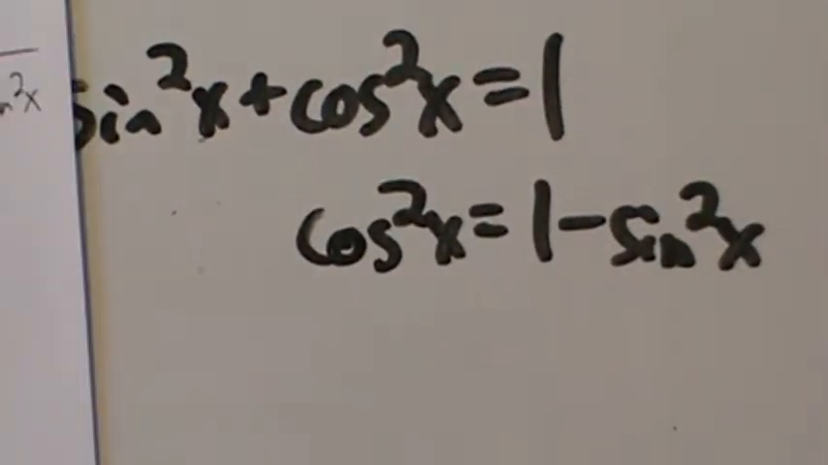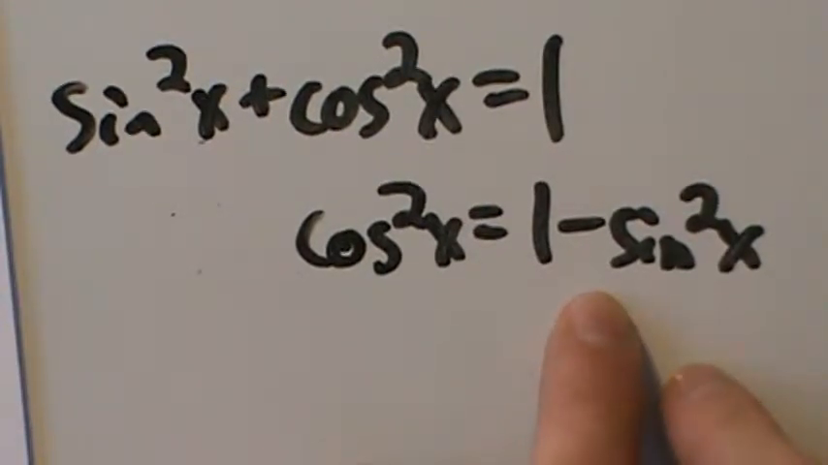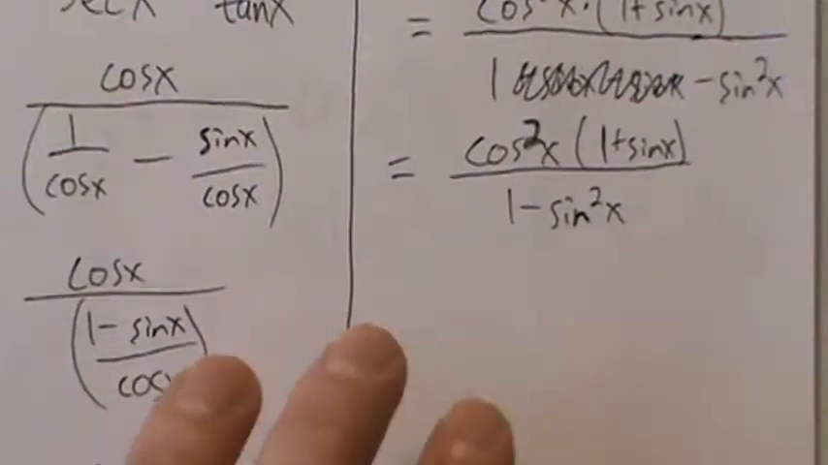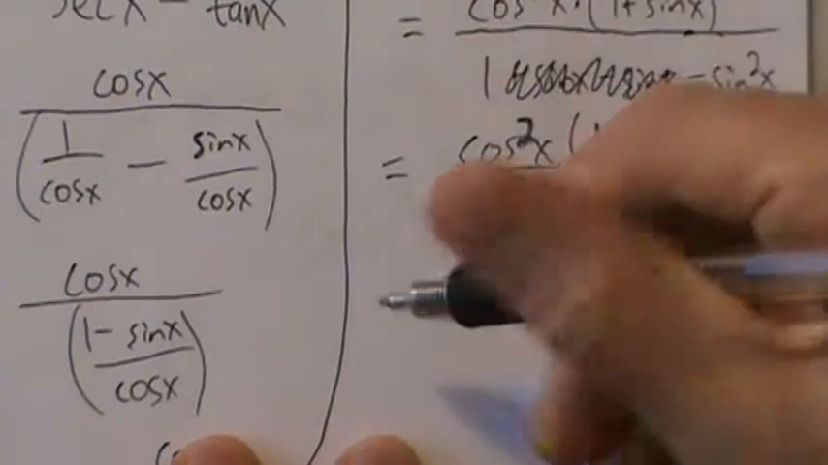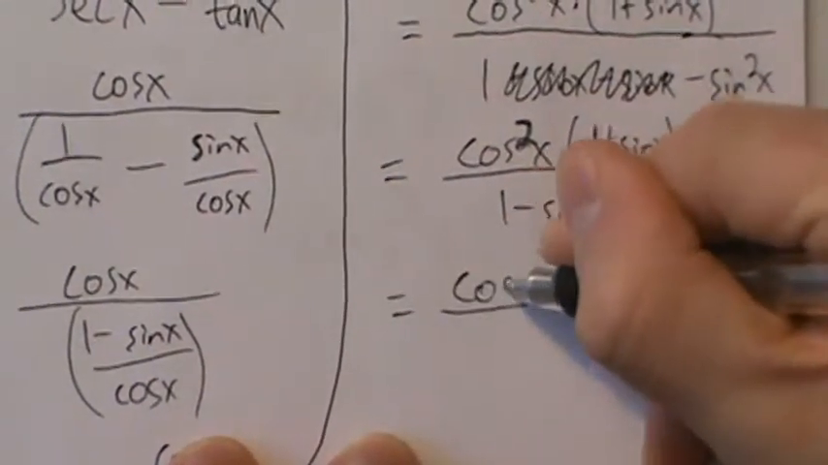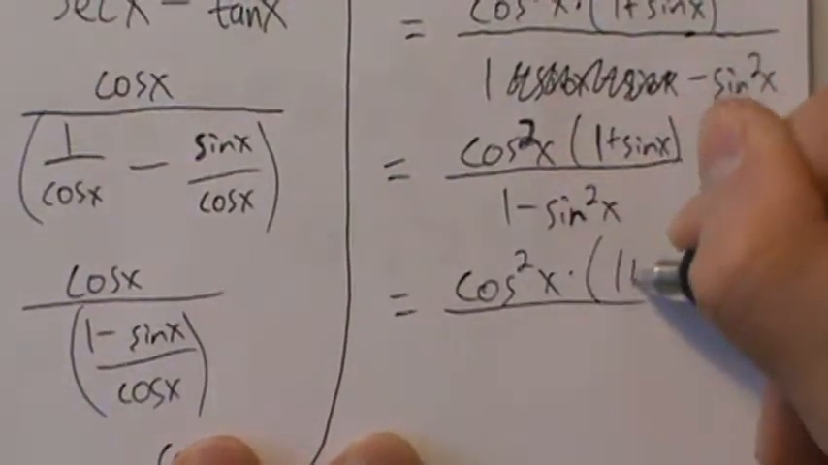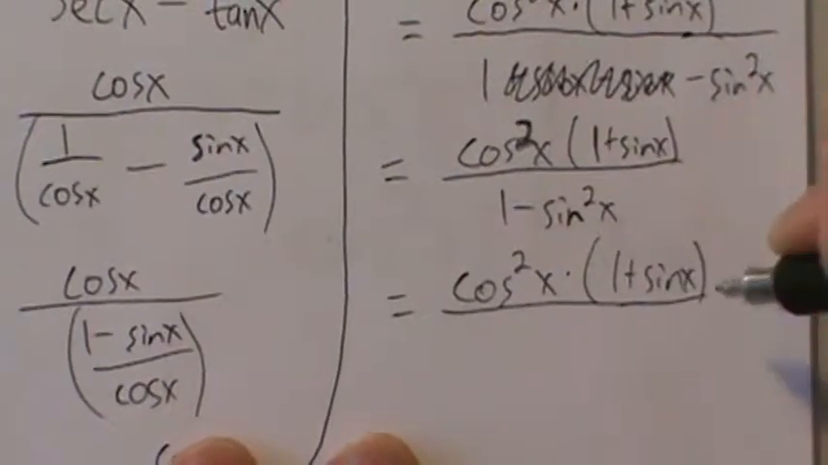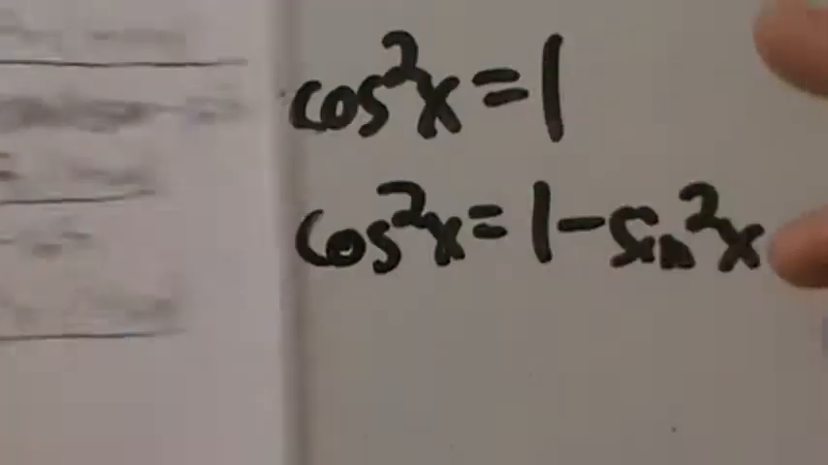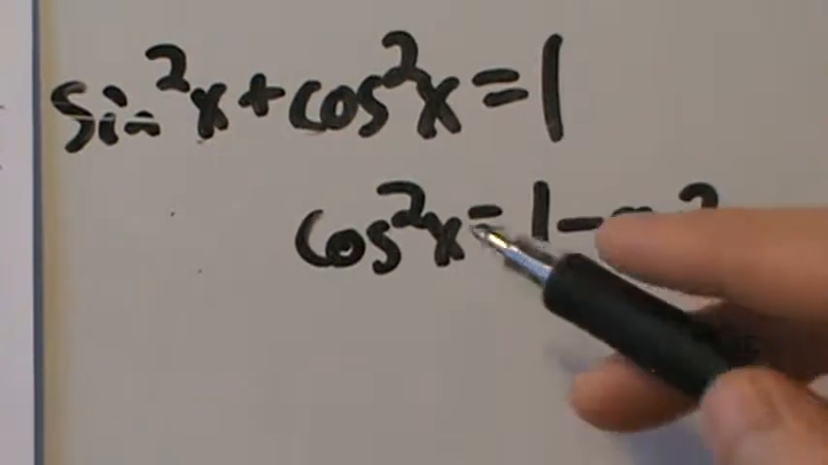Okay, and we can use this, so 1 minus sine squared of x is exactly cosine squared of x. So then what we have is, the top is still the same, cosine squared times 1 plus sine of x. And now 1 minus sine squared of x, that is cosine squared of x, from the Pythagorean identity, that's what we just found out.